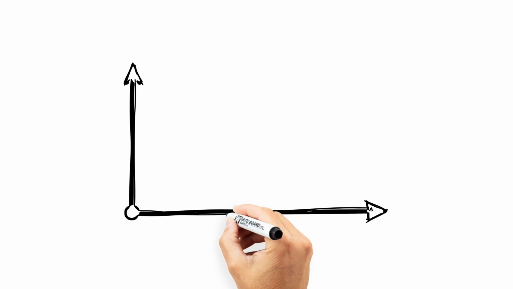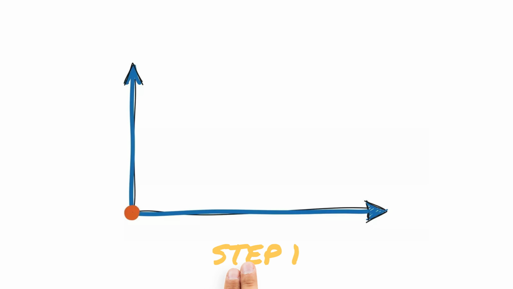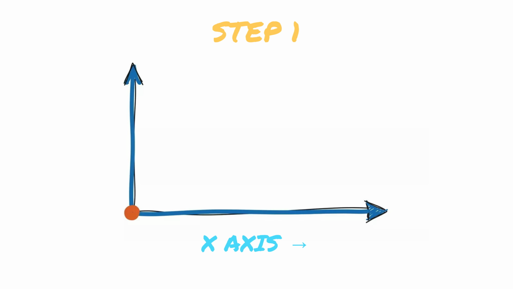Step 1. Draw the axes. Horizontal line along the bottom, x-axis. Vertical line up the side, y-axis. Every graph starts with these 2 lines.